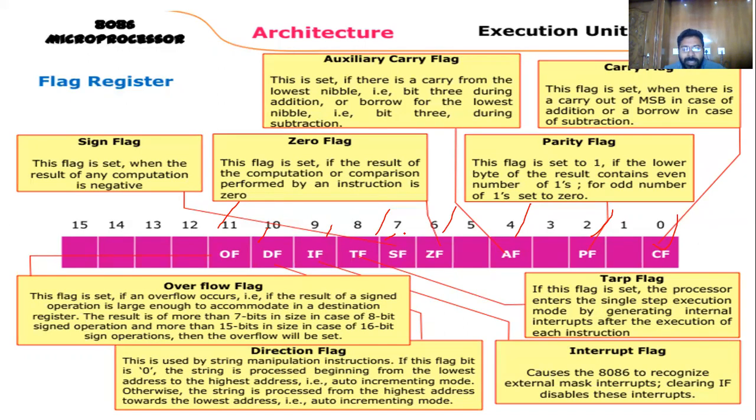Then the parity flag, you know that parity flag. So there is even parity as well as odd parity. This parity is helpful to check whether you get the correct information or not. Then the auxiliary flag. You know what the auxiliary flag is?